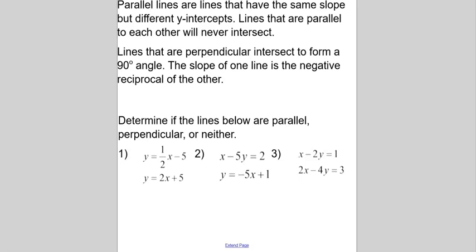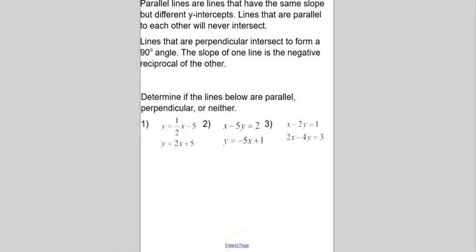So looking at these as some examples. For this first one up here, we have that m is 1/2. And here we have m equals 2. So those are reciprocals, but they are not opposite. So in this case, we would say that these are neither. Both of these happen to be in slope-intercept form, so we can just automatically get the slope from there.